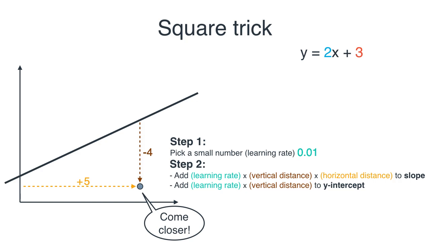So how do we modify the slope, this 2 here? Well, we add 0.01 times minus 4 times 5. Notice that the minus 4 makes this number negative. So the whole number is negative. It's minus 0.2.